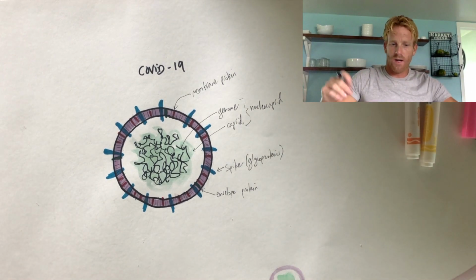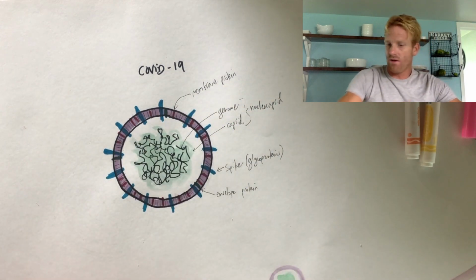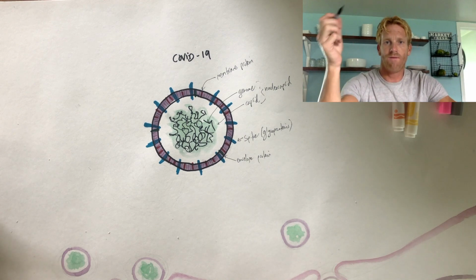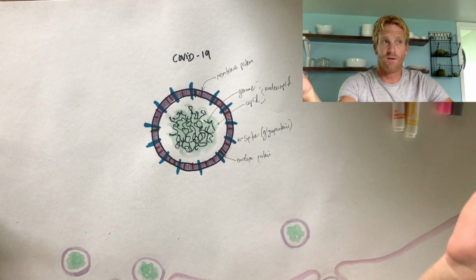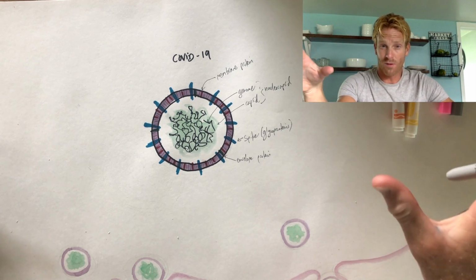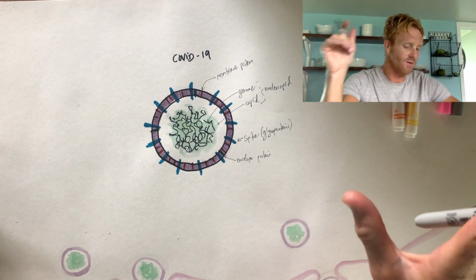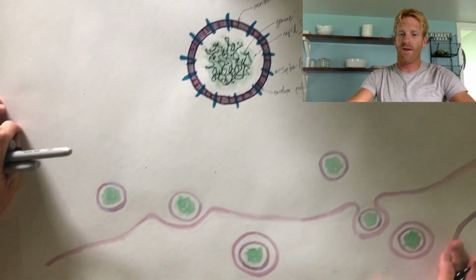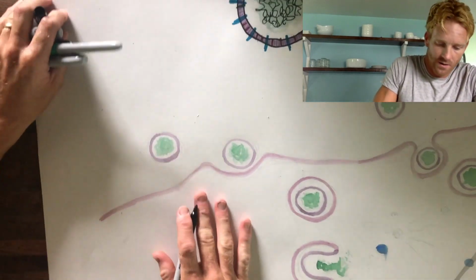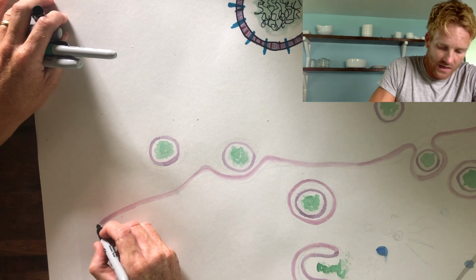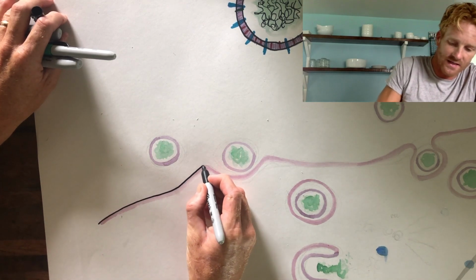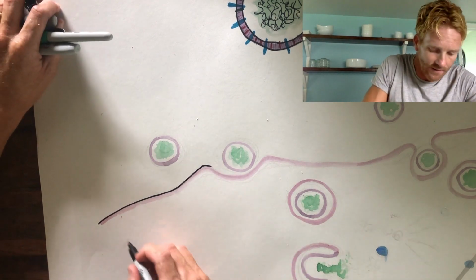Now, what we're going to do is we're going to zoom out and we're going to draw the single virion of COVID-19, and we're going to follow it from the time it binds onto the host cell, how it enters the host cell, how it replicates its genome, how it produces these viral proteins, and how a new virion is produced. So what we'll see here is we're going to zoom out a little bit, and then I'm going to show you that this pink line represents the cell membrane of one of our host cells. Like this could be a cell in our lung, right? This could be a lung cell.